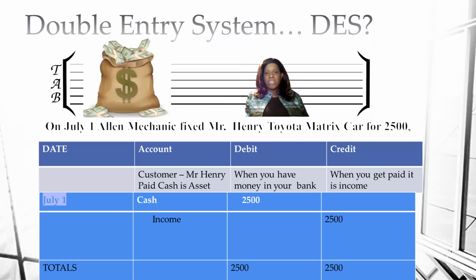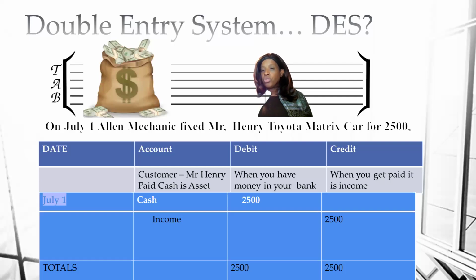So let's look at this transaction. On July 1, Allen Mechanic fixed Mr. Henry Toyota Matrix car for $2,500. So who is Mr. Henry? He's a customer. And how did Mr. Henry pay? He paid in cash for the repair. Now to Mr. Allen, the mechanic, he's getting cash. What is he going to do with his cash? He's going to put it in his bank account for $2,500.